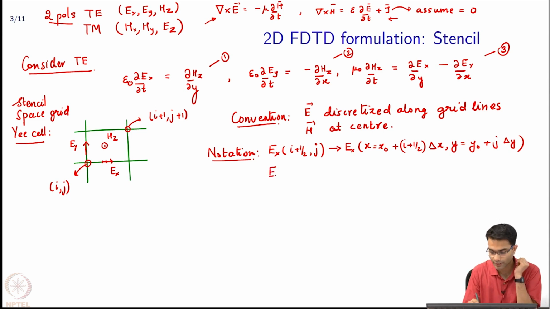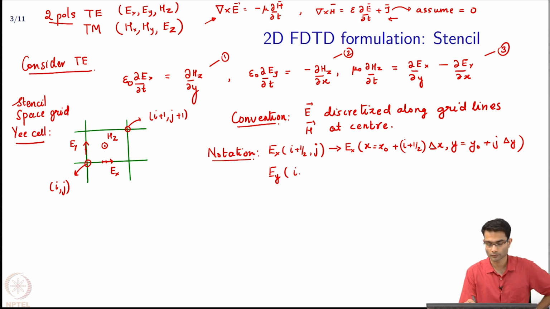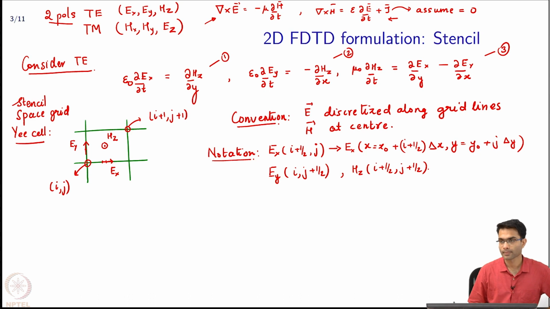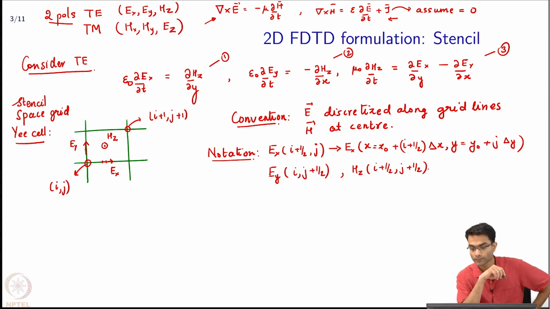Similarly, Ey, where are we discretizing Ey? i comma j plus half, and it is clear what I mean by this. Similarly, when I talk about Hz, I am doing i plus half, j plus half. What about Ex? i plus half comma j.